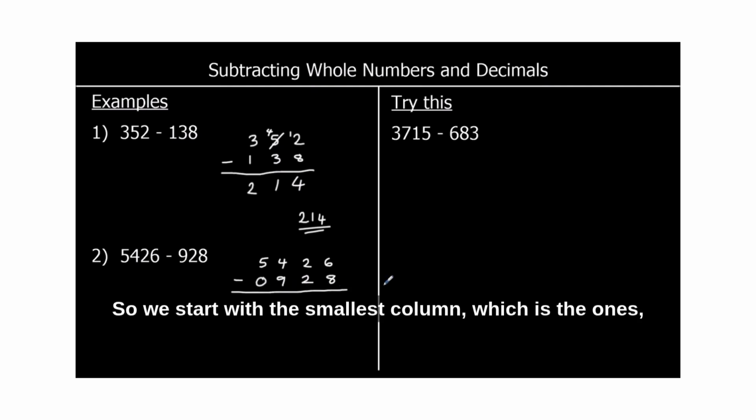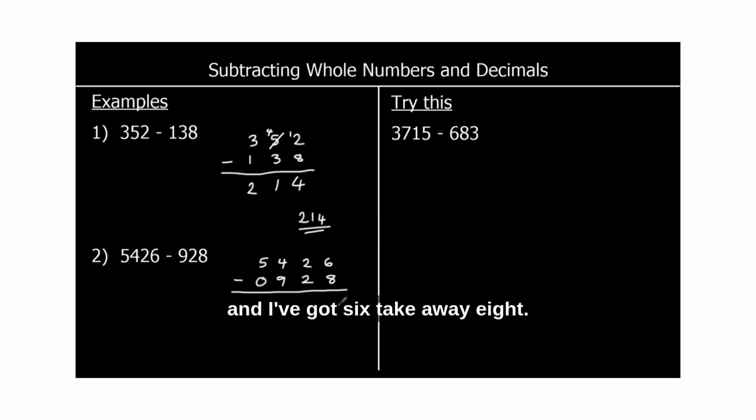So we start with the smallest column, which is the ones, and I've got 6 take away 8. Now I don't want to do that, so I'll steal one of the tens, and that's worth 10 in the ones. So 16 take away 8, I can do that, that's 8. In the tens, I've got 1 take away 2. Again, I don't want to do that, so I'm going to steal one of the hundreds, and that's going to be worth 10 in the tens. So 11 take away 2 now, which is 9.